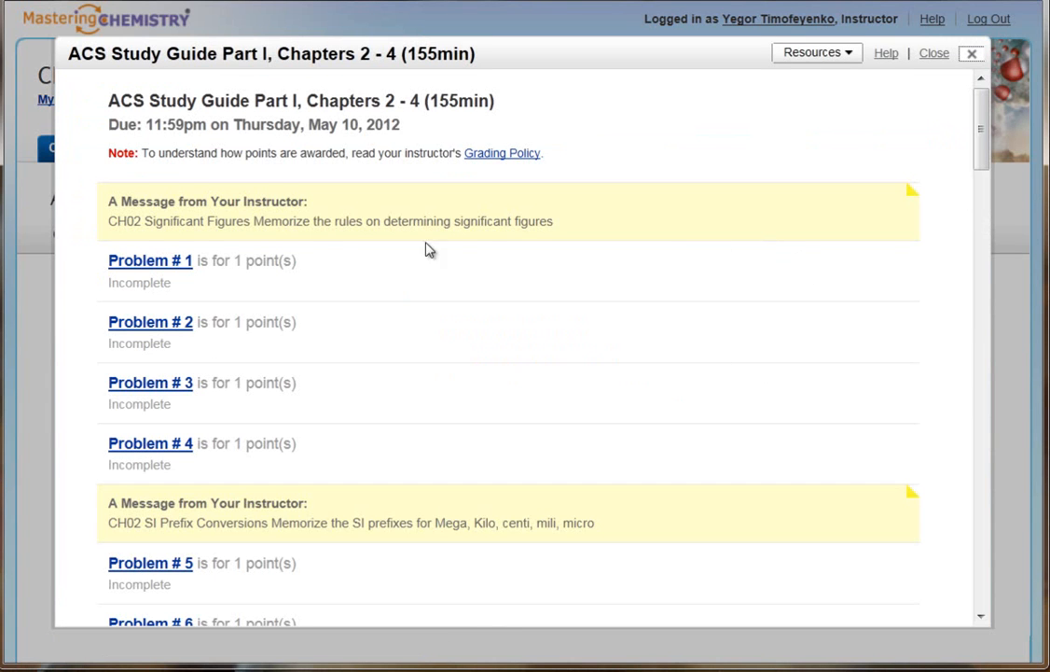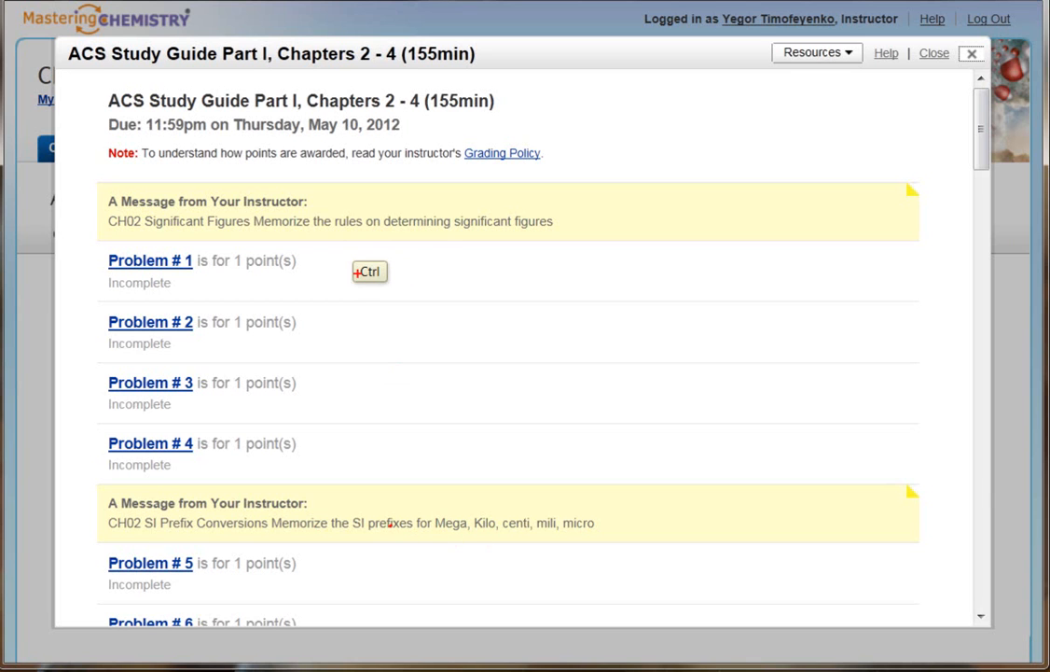First thing I'd like you to notice is these little messages from me. I tell you which chapter the problems are from, what topic they are on, and also what to memorize for the ACS exam. Note that on the ACS exam you cannot have a note card, but you can have a note card on the practice exam. Therefore, I tell you what you need to learn. What I suggest you do is put whatever I put in here on the note card and just memorize it. Take the test and forget about it.